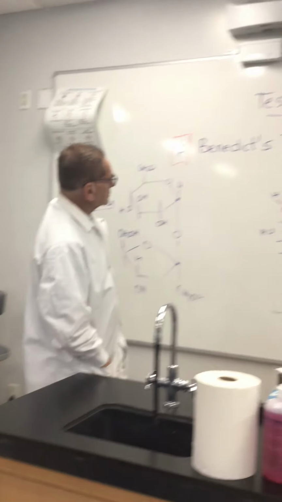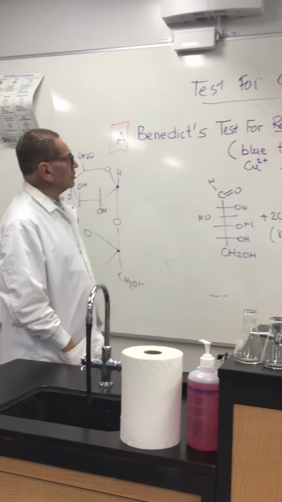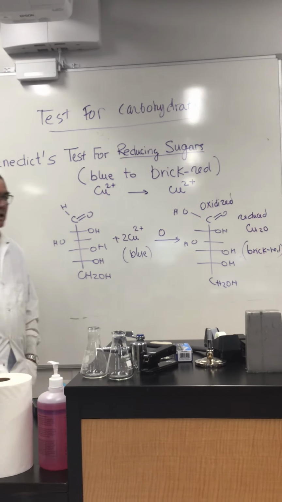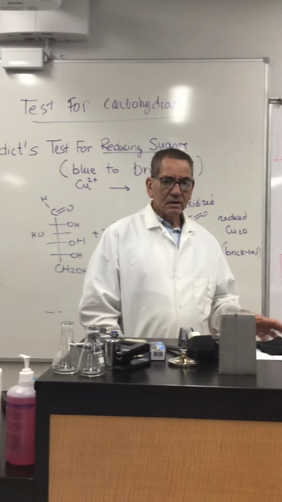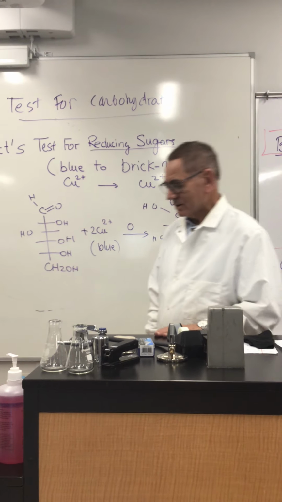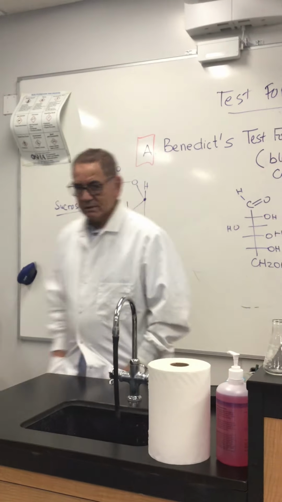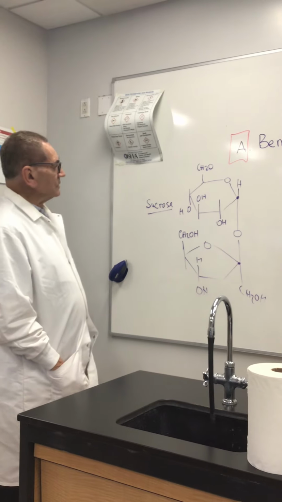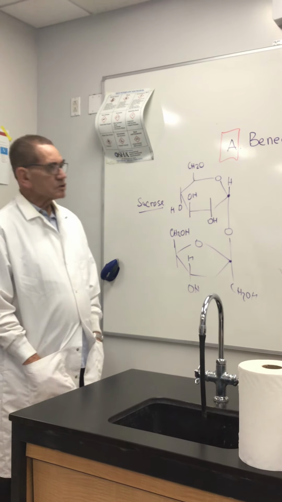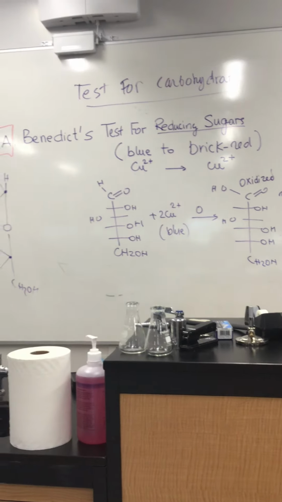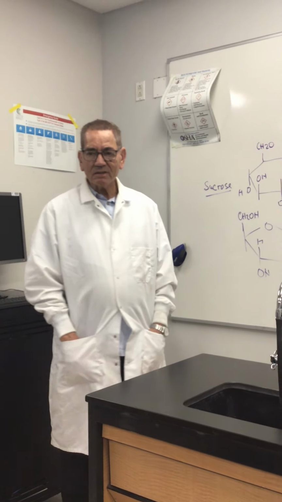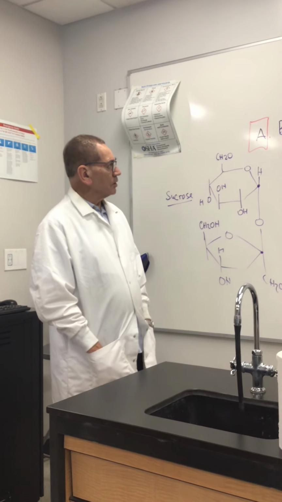Hello class, this experiment is a test for carbohydrates. There are three main tests for carbohydrates today. One is the Benedict test for reducing sugars. Therefore, any sugar that produces a positive test is called a reducing sugar.